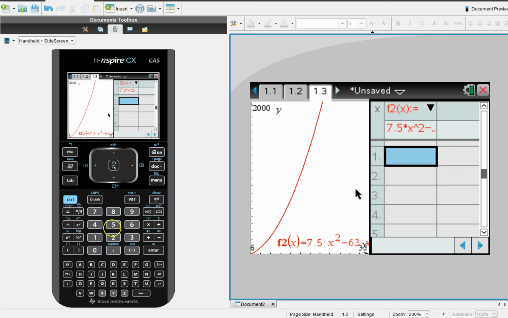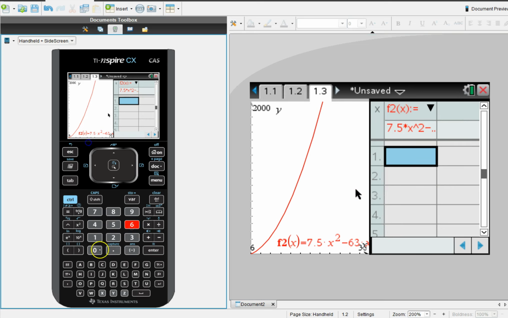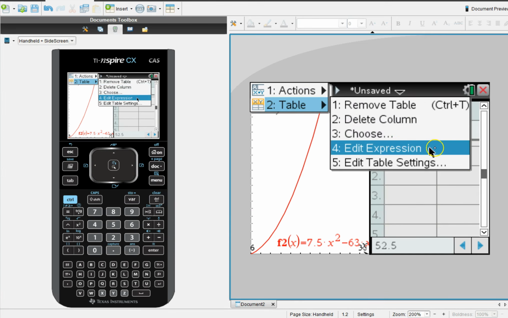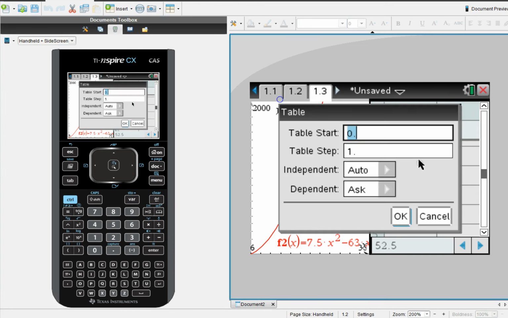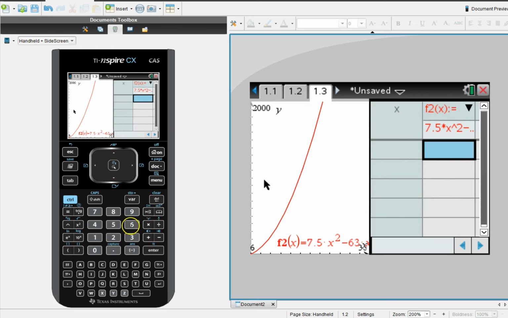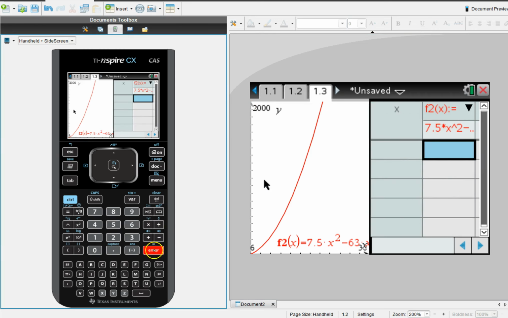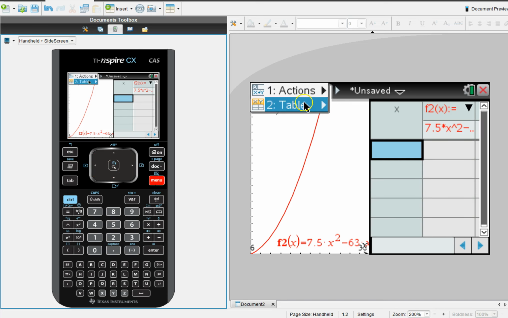So the y's that we want are 600. That's not what I want. Menu, table, maybe this. I don't know if the calculator will do this for us, so let's see. Change it both to ask and see. What if I put a 600 in the y? Yeah, see, this isn't going to work. Let me try one more thing. I'm going to get rid of the table.